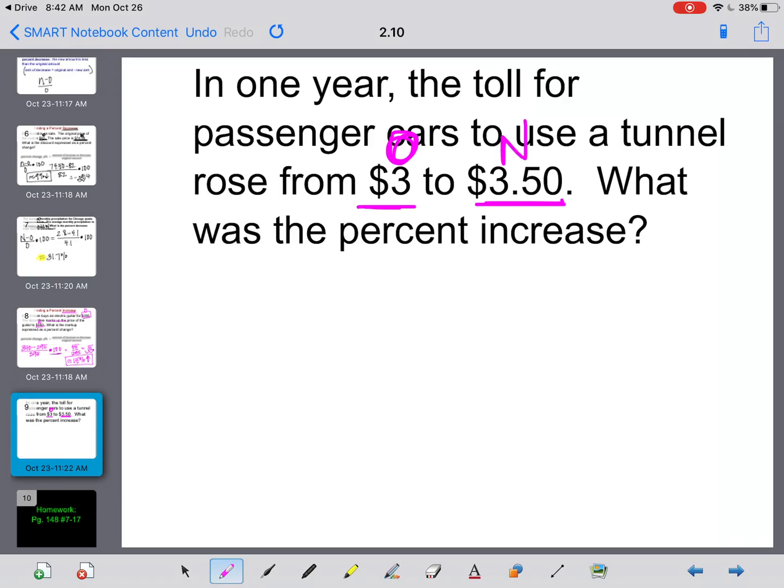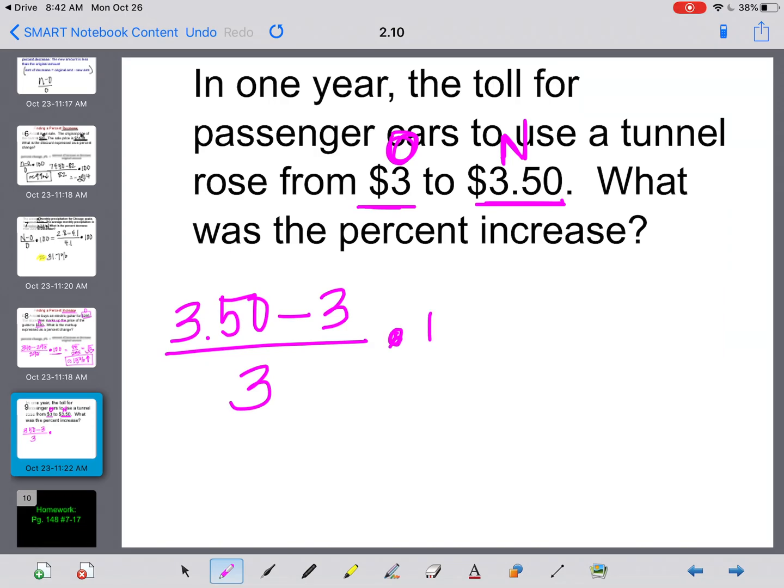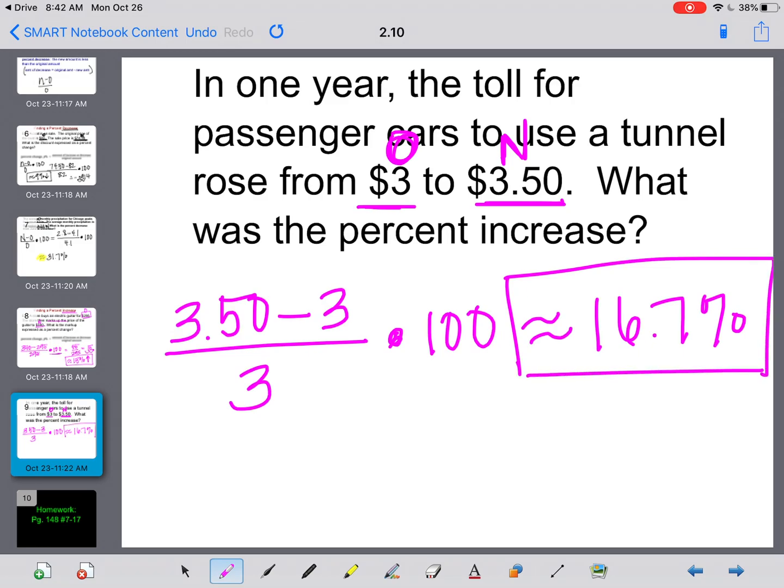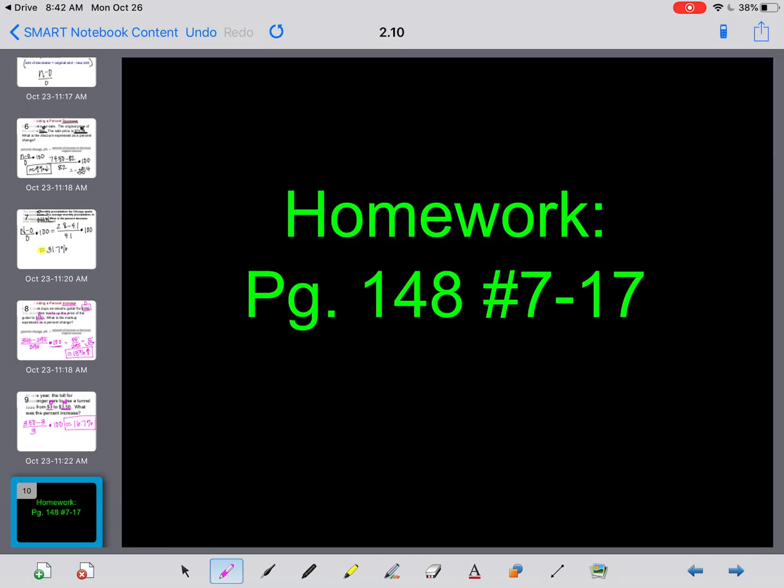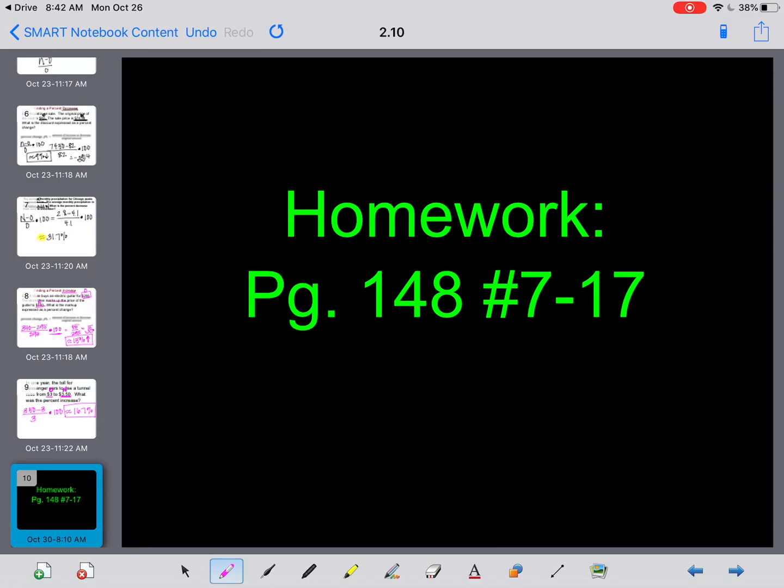All right, last one for today. In 1 year, the toll for passenger cars to use a tunnel rose from $3 to $3.50. So it originally was $3. The new price is $3.50. What was the percent increase? New minus original divided by original times 100 gives us about 16.7% increase in cost for that toll.